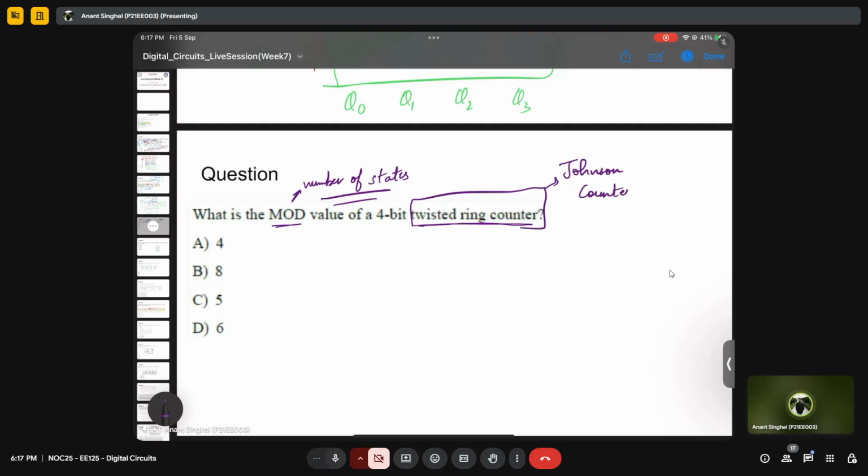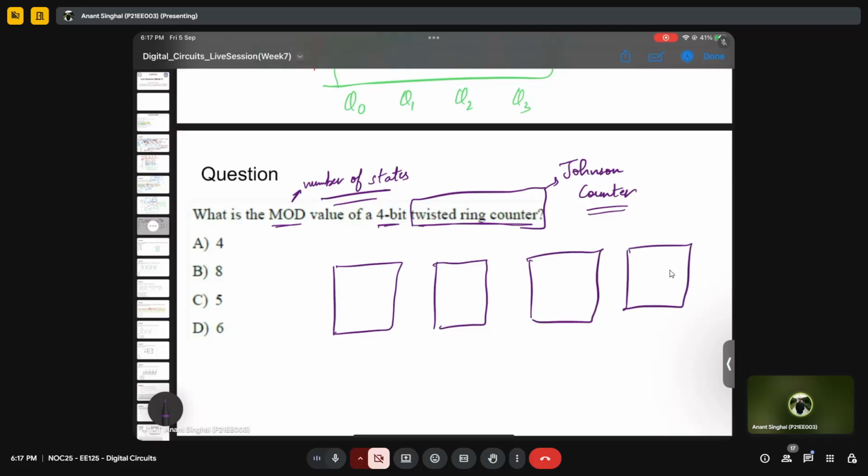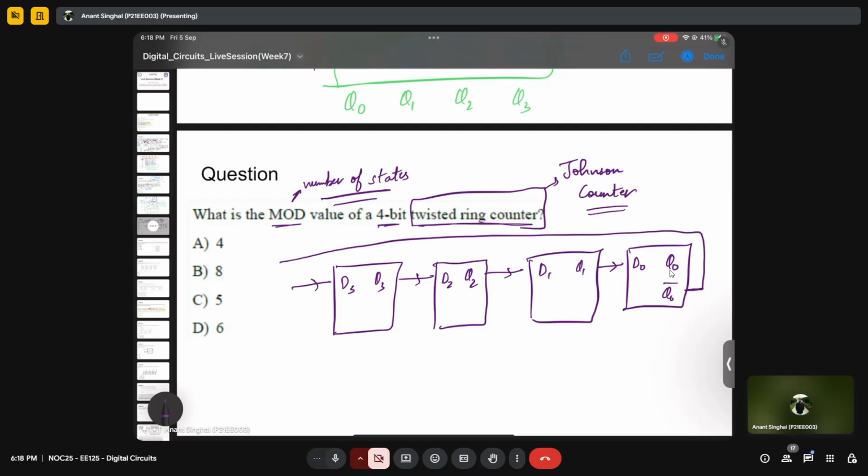It is also called a Johnson counter. This is a very important topic in terms of counters. It is again a sequence of D flip-flops. Since this is a 4-bit counter, there will be 4 flip-flops, D3, D2, D1, D0, Q0. The only difference, as you are doing the right shift, is that the Q0 complement is the input of the first. That is the only difference we have.